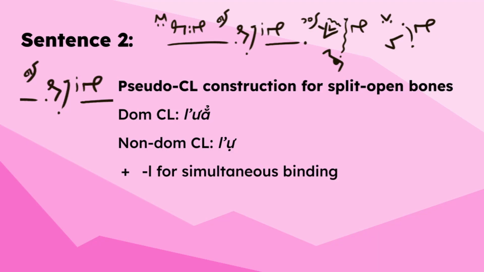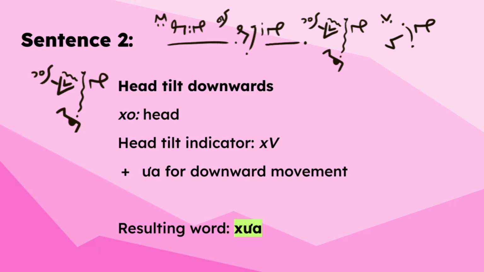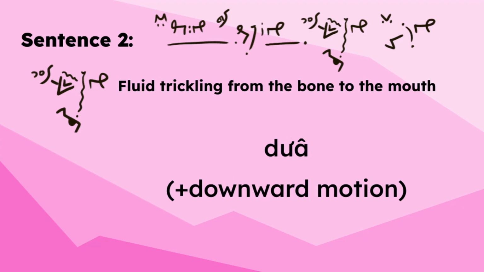Next, there's a particle to show the head moving down relative to neutral space. This is best shown with that head particle, tl, marking for downward movement, giving tl. With the head in place, we can move on to the sign, which uses classifiers to describe trickling from the bone to the mouth. Starting on the left, this hand shape goes with d for the onset. Next, downward movement, giving wa.